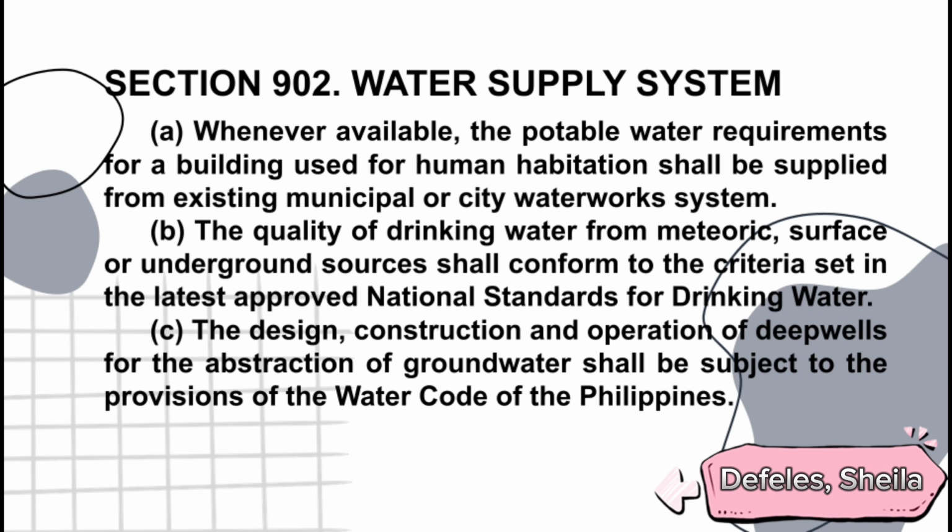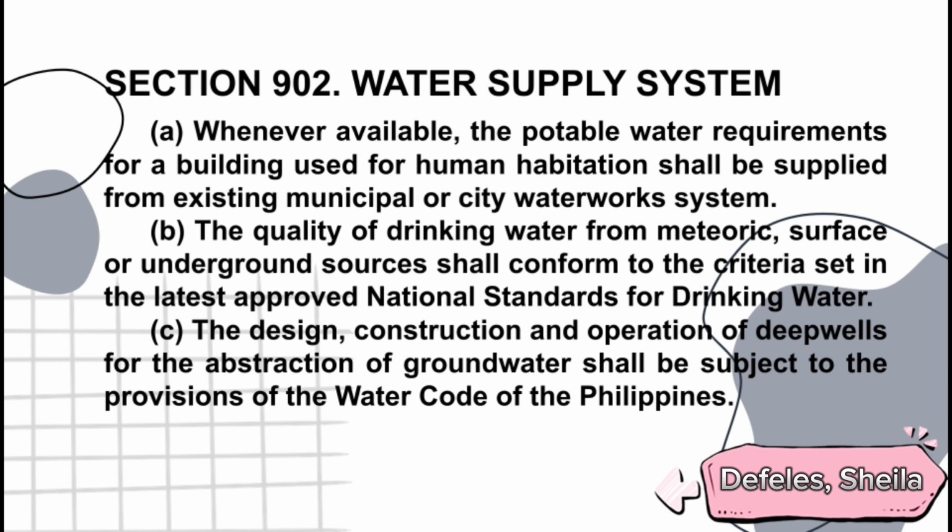So, example dito is yung Manila Water. I-connect lang natin doon yung mga pipes natin para makapag-provide sila ng safe and potable water to supply the residents ng iyong building. The quality of drinking water from meteoric, surface, or underground sources shall conform to the criteria set in the latest approved national standard for drinking water.